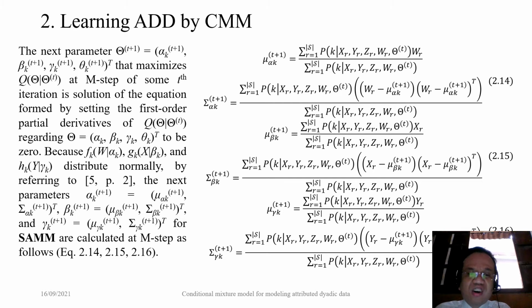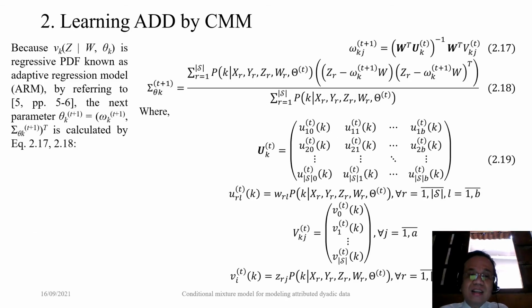formed by setting the first-order partial derivative of Q with respect to theta to be 0, because FK, GK, and SK are distributed normally, by referring to the reference. The next parameters alpha K plus 1, beta K plus 1, gamma K plus 1 for SMM are calculated at the M step as follows, according to equations 2.14, 2.15, 2.16.